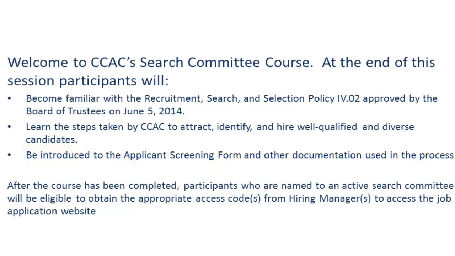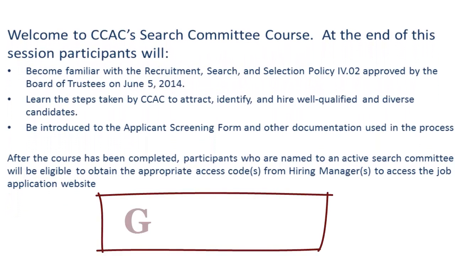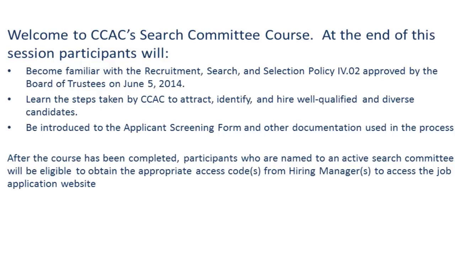At the conclusion of the course, participants are named to an active search committee and will be eligible to obtain the appropriate access code and password from the hiring manager to access the job application website. This code usually consists of the letters GU and a 4 or 5-digit number. The code will allow access to data for a single job search.